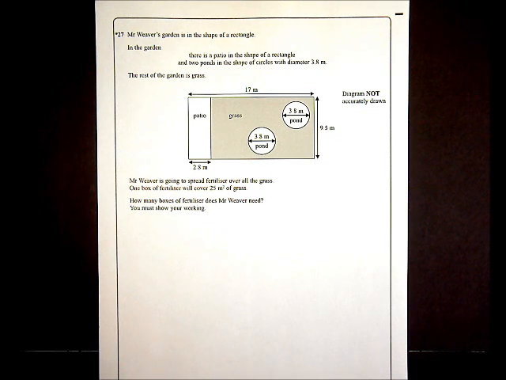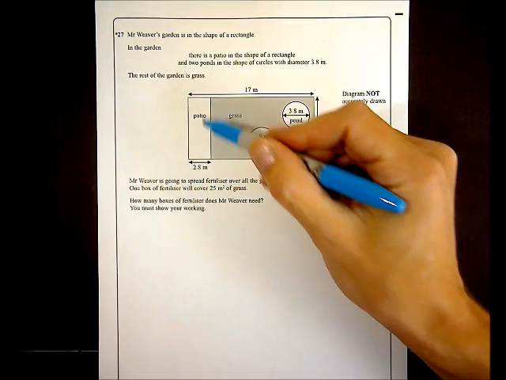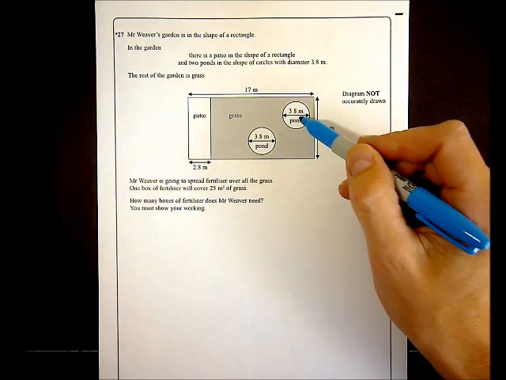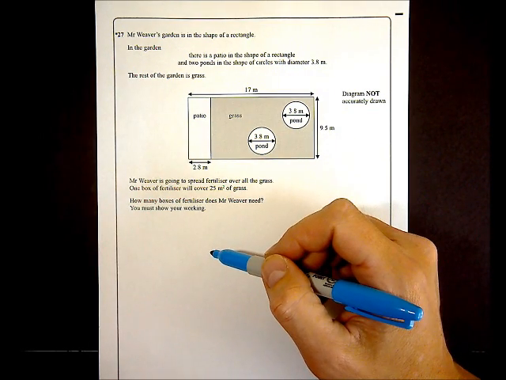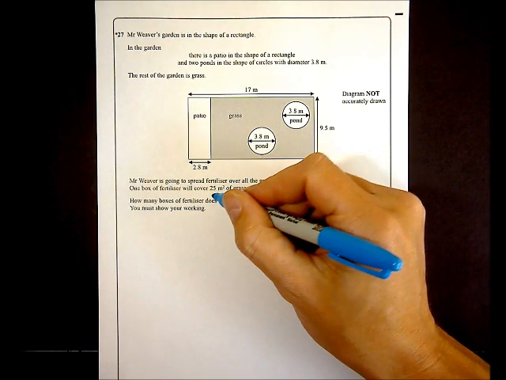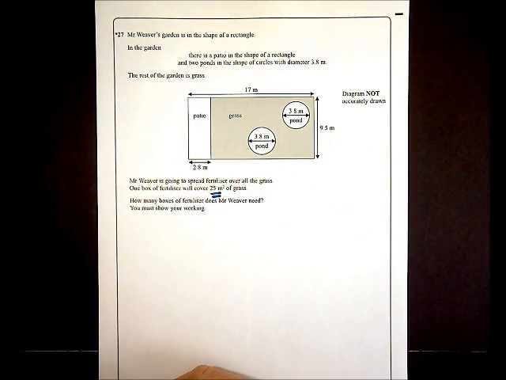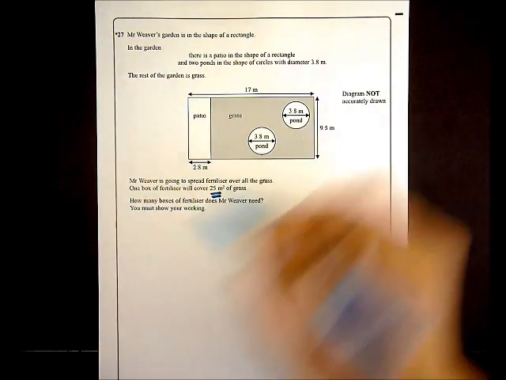On question 27, I'm shown a garden in the shape of a rectangle, and I'm told that there is a patio on the left hand side here, and 2 circular ponds in the middle. And I'm told that the grass is going to be covered with fertiliser, and that 1 box will cover 25 metres squared of grass. So the first thing I need to do is work out the area of the grass.